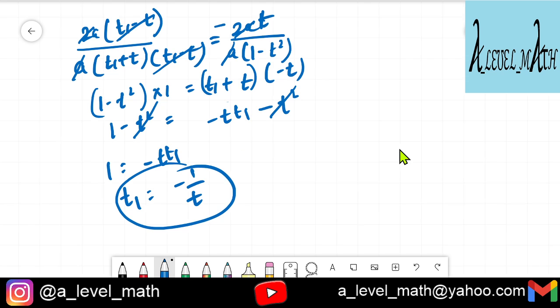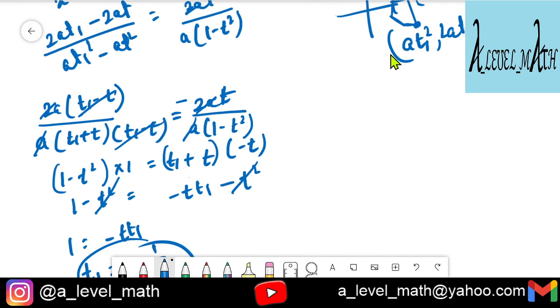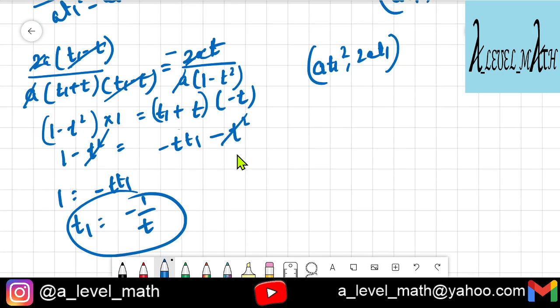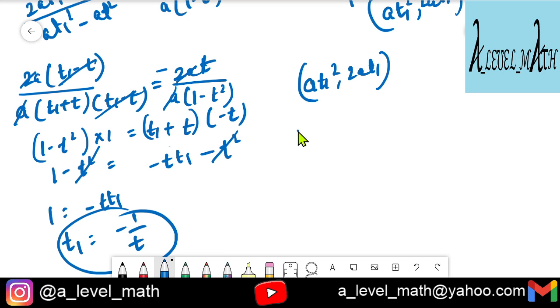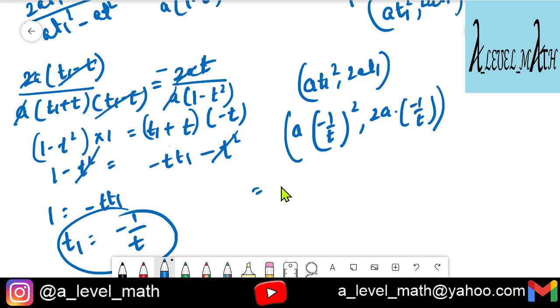So remember what we assumed the other end point to be, it's at t1 square comma 2a t1. I can just plug in the values of t1 which I get from here in terms of t. So I can write this as a times minus 1 by t the whole squared comma 2a times t1, which is minus 1 by t. So this becomes my point. On simplification, I get a by t square comma minus 2a by t, which was the required point that we need to prove.